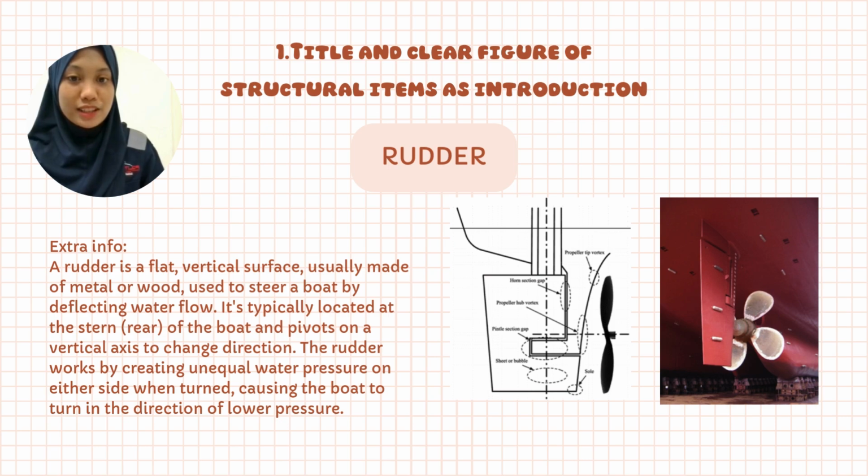So our topic is rudder. For extra info, a rudder is a flat vertical surface usually made of metal or wood used to steer a boat by deflecting water flow. It's typically located at the stern of the boat and pivots on a vertical axis to change direction. The rudder works by creating unequal water pressure on either side when turned, causing the boat to turn in the direction of lower pressure. So this is an example of a rudder.